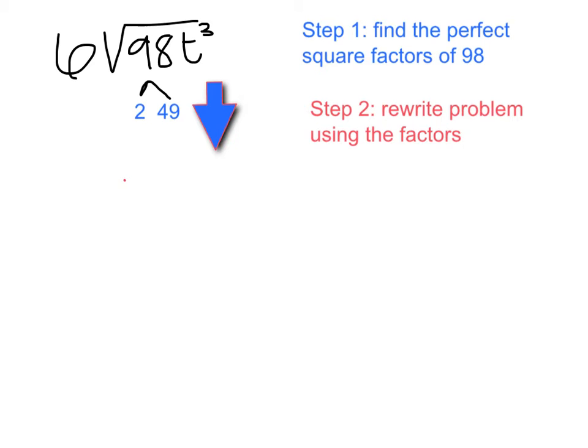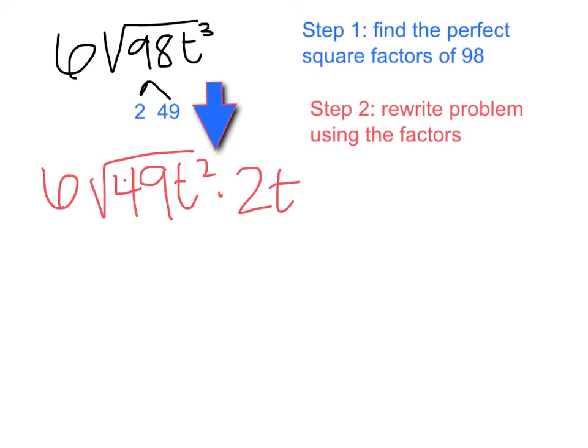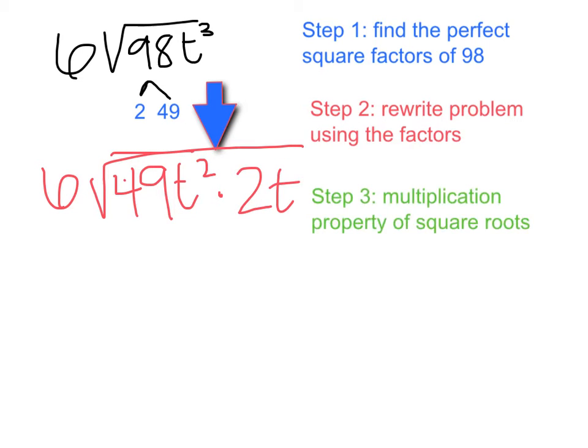So step 2 is to rewrite the problem using the factors. So we have 6 root 49t squared because we need to break up our t cubed into a perfect square times 2t. Now we use the multiplication property of square roots to rewrite the problem as 6 root 49t squared times root 2t.